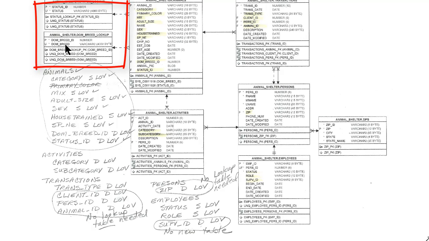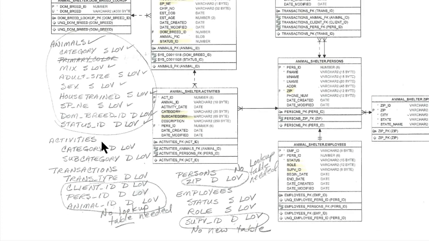And we see the dominant breed and status lookup tables in our data model here. For activities, which we see here, I want a dynamic LOV for category and for subcategory, and we still need to create those. For transactions, which is over here, I want a dynamic LOV for transaction type, such as checking an animal into the facility or placing an animal with a family or with a foster family.